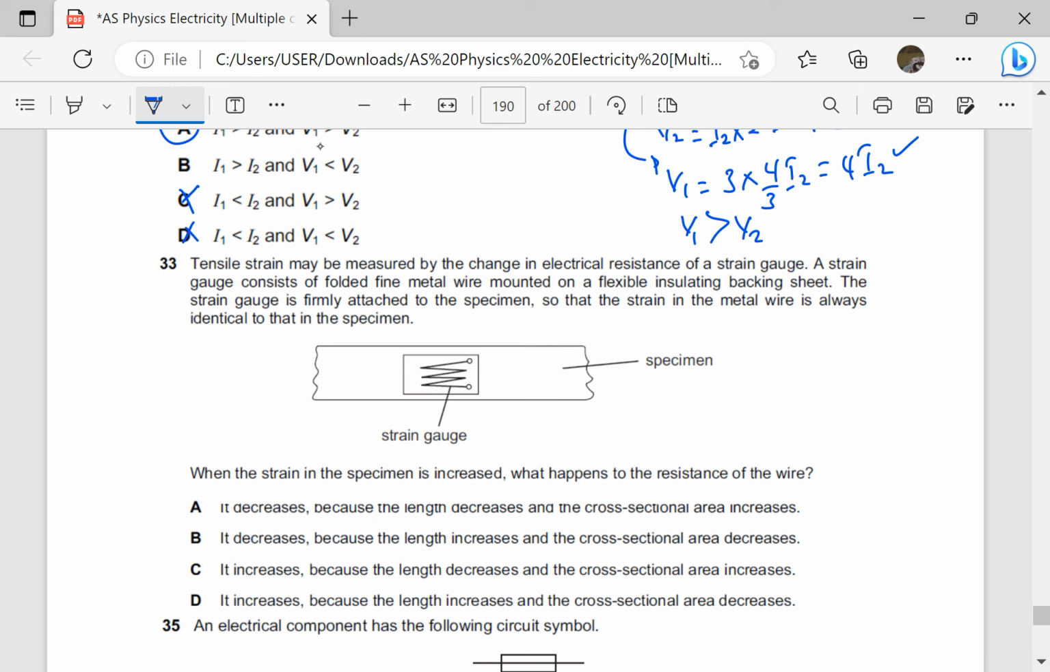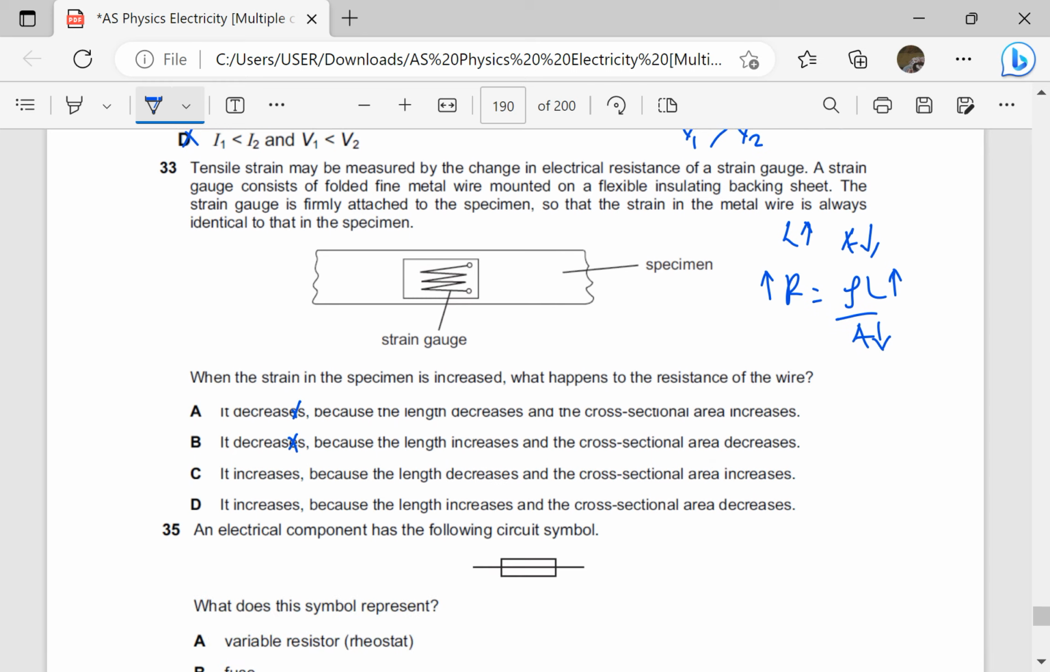So of course, when the strain in the specimen is increased, it means length increases, cross-sectional area decreases. Resistance of a wire is equal to rho L over cross-sectional area. When length increases and cross-sectional area decreases, it means resistance increases. It increases because the length increases and the cross-sectional area decreases. So the answer is going to be D.